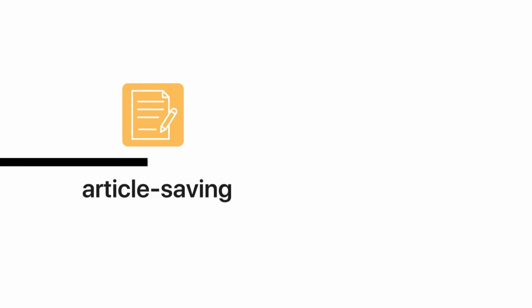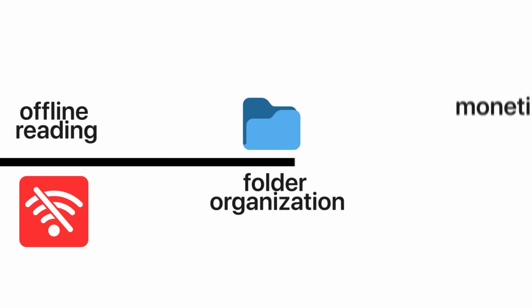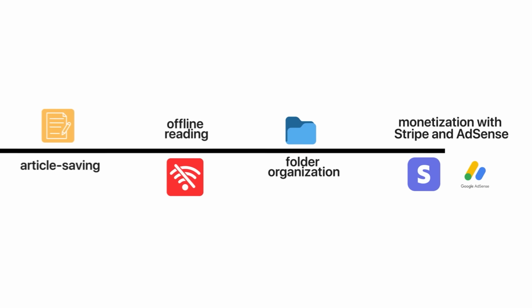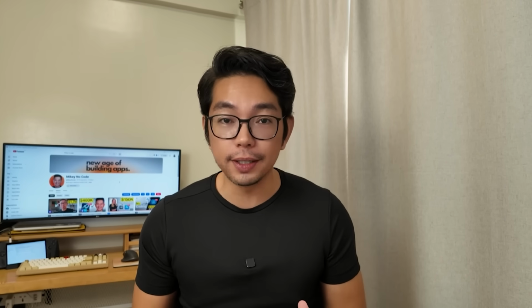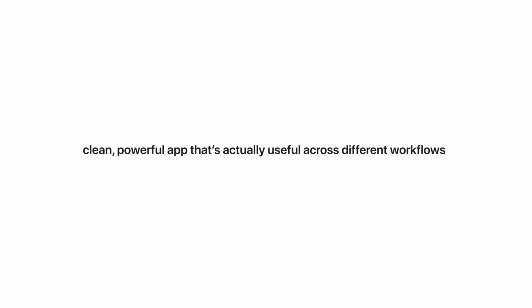And that wraps up the build for this video. So we went from article saving to offline reading with folder organization and full-blown monetization with both Stripe and Google AdSense. And this project really goes to show how much we can accomplish using Replit and just a few well-structured prompts. Because what started as a simple read it later idea transformed into a clean, powerful app that's actually useful across different workflows.